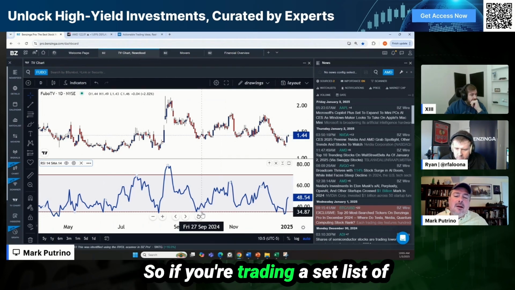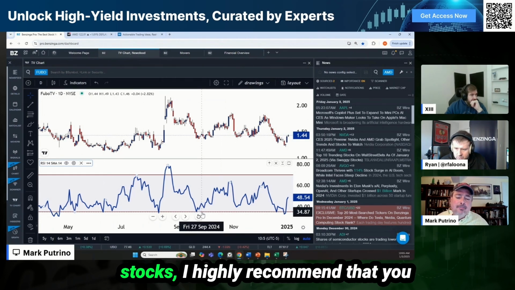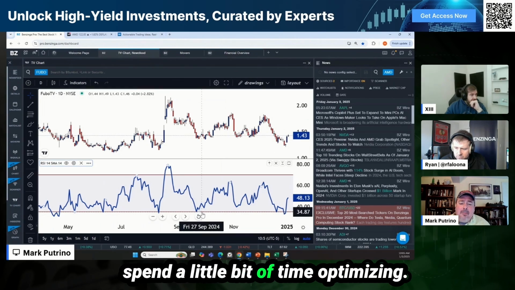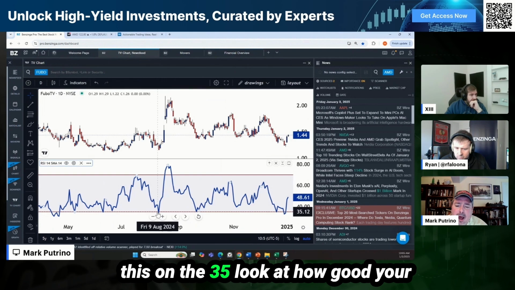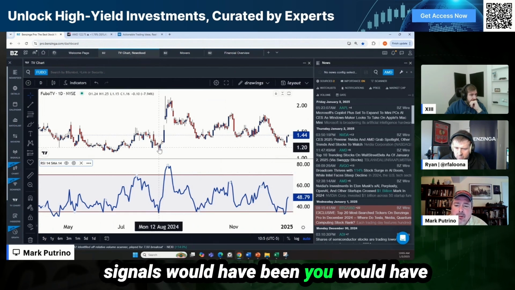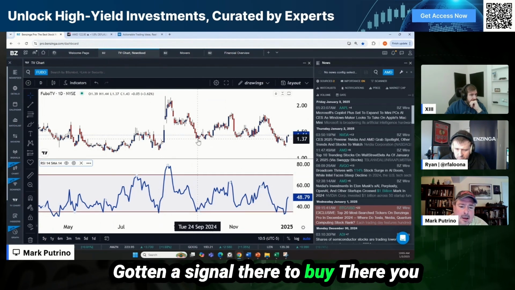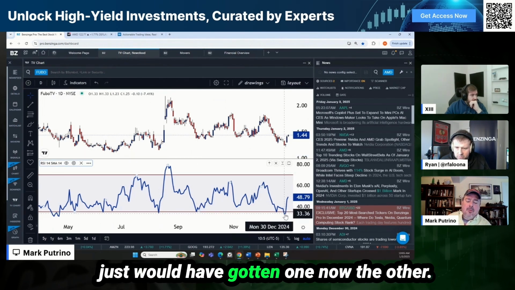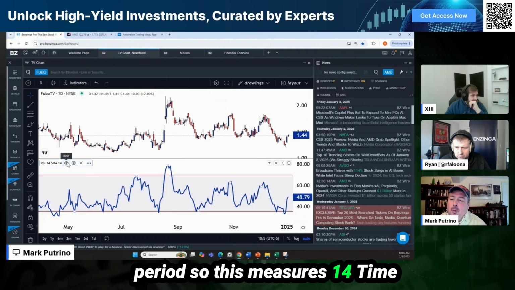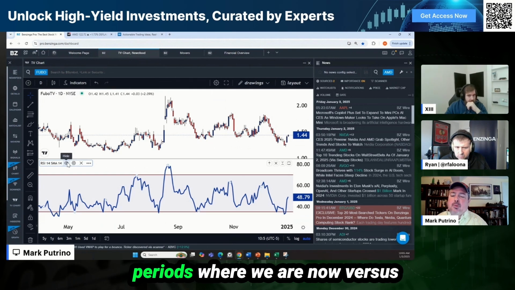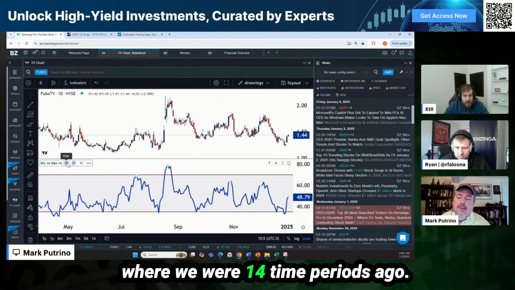So if you're trading a set list of stocks, I highly recommend that you spend a little bit of time optimizing this stuff. Because if you were trading this on the 35, look at how good your signals would have been. You would have gotten a signal there to buy, there. You just would have gotten one. Now, the other default setting is the time period. So this measures 14 time periods, where we are now versus where we were 14 time periods ago.